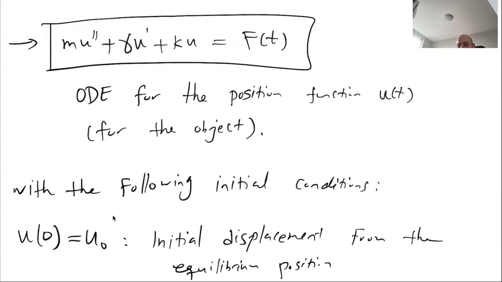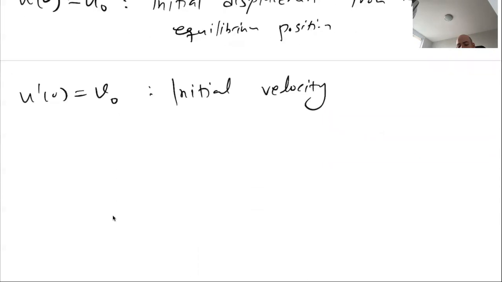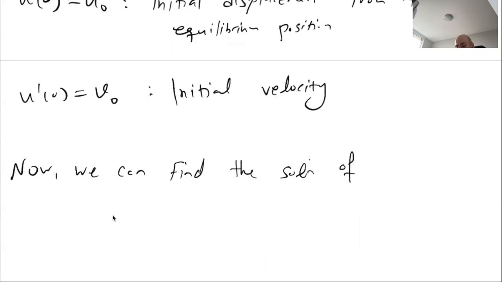Now we can find the solution for this ODE. Now that we have the ODE and also the initial values, we can find the solution of this initial value problem. And I'm going to consider different cases or different scenarios. And in each scenario, I will find the solution for this initial value problem.